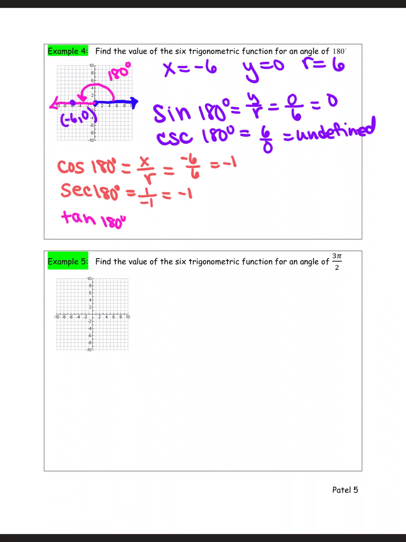Tan of 180 degrees is y divided by x. Y is 0, x is negative 6, which is 0. So cotangent of 180 degrees is going to be negative 6 divided by 0, which is undefined.